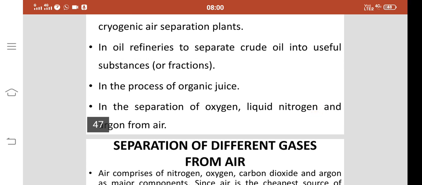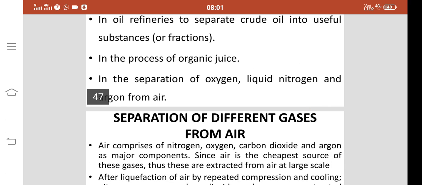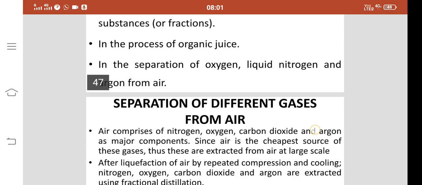Now separation of different gases from air. How to separate the various gases present in the air like nitrogen, oxygen, carbon dioxide, argon. All these are the gases present in the air. So how to separate all these gases which are present in different composition in air? Air comprises nitrogen, oxygen, carbon dioxide and argon as major components. Since air is the cheapest source of these gases, these are extracted from air at large scale.